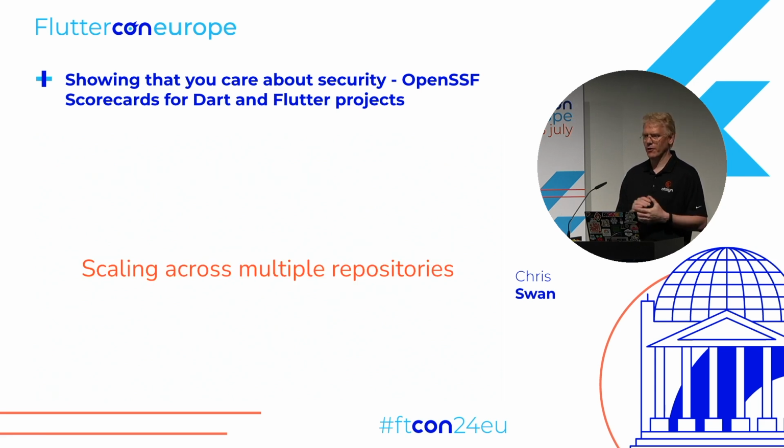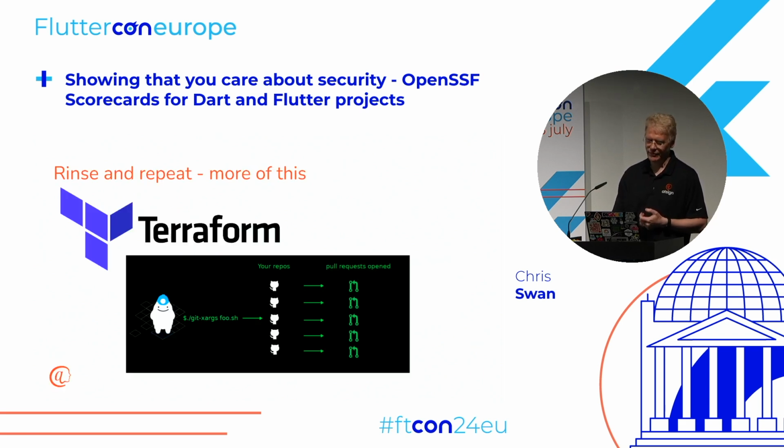So that's your first repo. What's involved then in scaling across multiple repos? Well, it's more of this. So it's kind of rinse and repeat, more Terraform and more Git xargs. So things like branch protection, All-Star will have got you to do some branch protection. Security Scorecard will push you to be having much more refined branch protection.